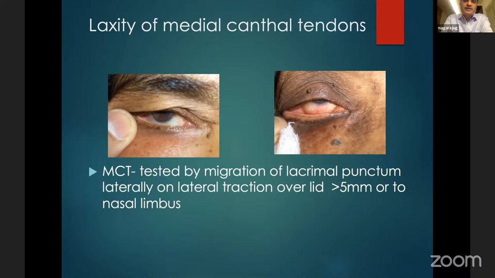So how do you test for medial canthal laxity? Ask the patient to look straight ahead with the head in the primary position, and note the position of the lacrimal punctum. Then slowly pull the lid laterally with the patient looking straight ahead, and observe the punctum. If the punctum is moving more than 5 millimeters over the lid, nearer to the nasal limbus, that indicates a significant medial canthal laxity. This is how you test the medial canthal laxity.